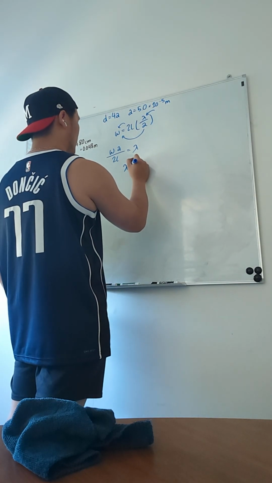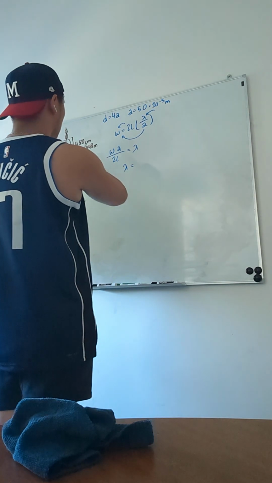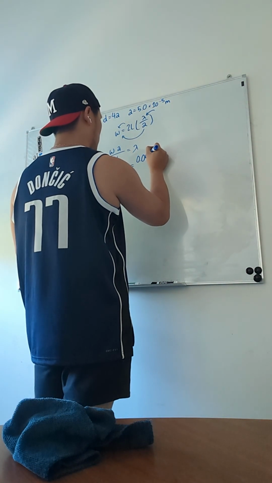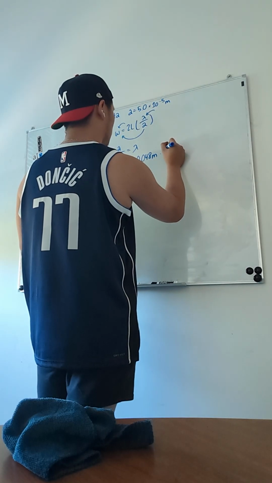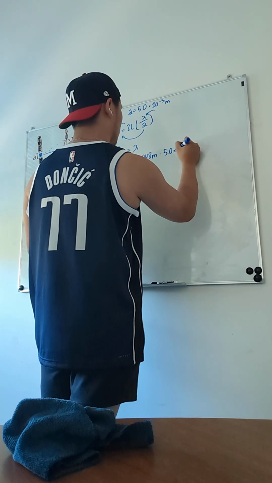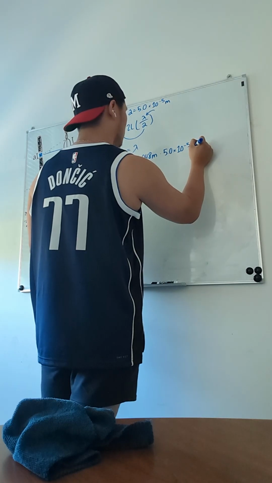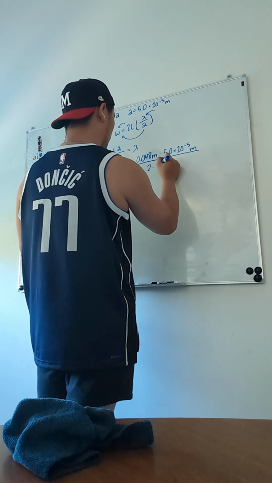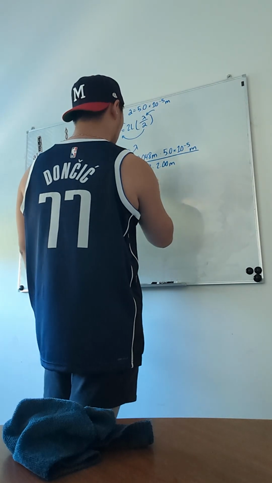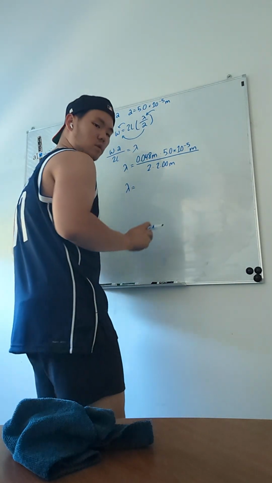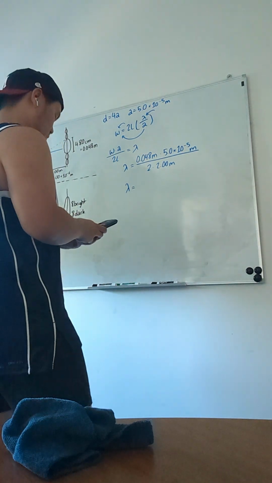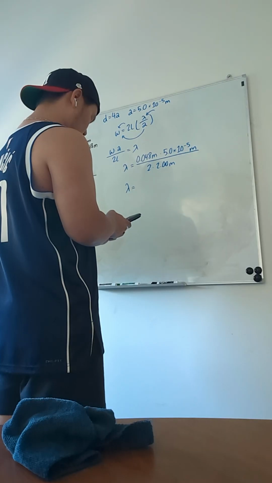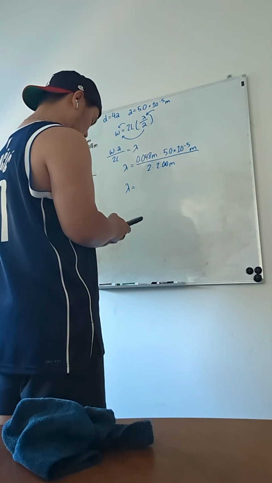So we just plug in our numbers that we know. The width is 0.048 meters times 5 times 10 to the negative fifth meters, all over 2 times 2 meters, which we're given in meters, which is nice. So we have lambda equals 0.048 times 5 times 10 to the power of negative 5 over 2 times 2.